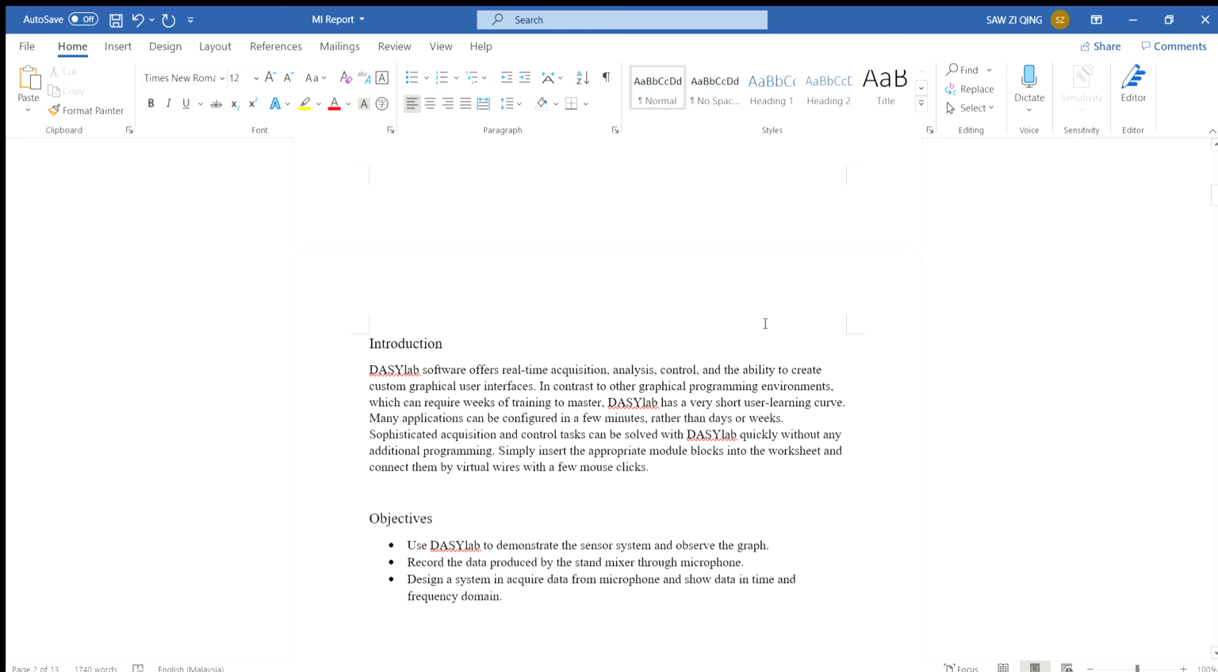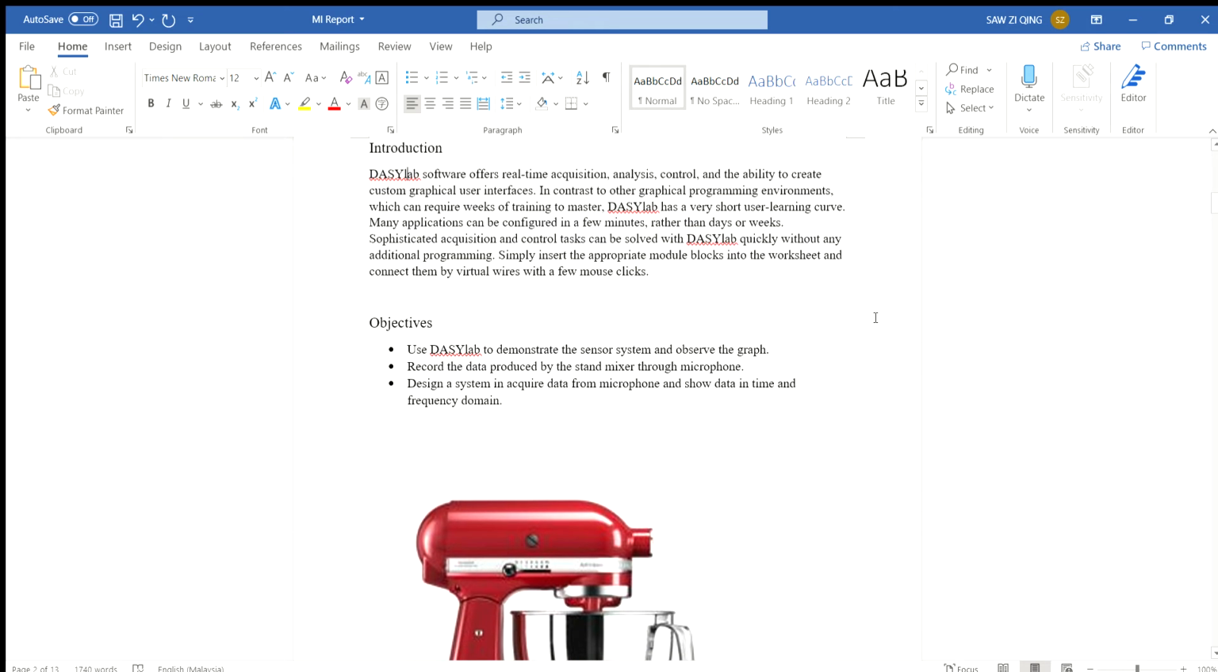Introduction. DasyLab software offers real-time acquisition, analysis, control, and the ability to create custom graphical user interfaces, in contrast to other graphical programming environments, which can require weeks of training to master. DasyLab has a very short user learning curve. Many applications can be configured in a few minutes rather than days or weeks. Sophisticated acquisition and control tasks can be solved with DasyLab quickly without any additional programming. Simply insert the appropriate module blocks into the worksheets and connect them by virtual wires with a few mouse clicks.